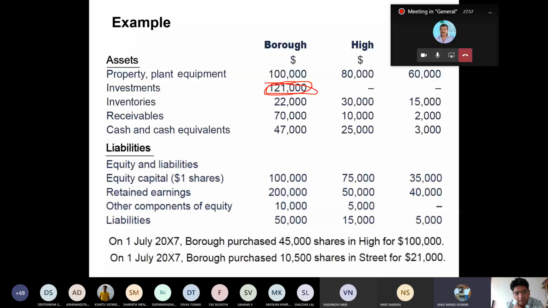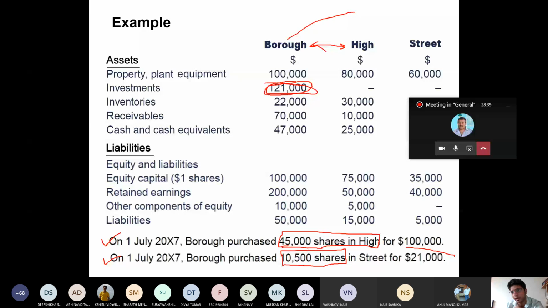How is the investment made? It is given here. On 1st July, Borrow purchased 45,000 shares in High for an amount of 1 lakh. And Borrow also purchased 10,000 shares in Street for 21,000. Means we have to look at the relationship between Borrow and High, and another relationship between Borrow and Street.